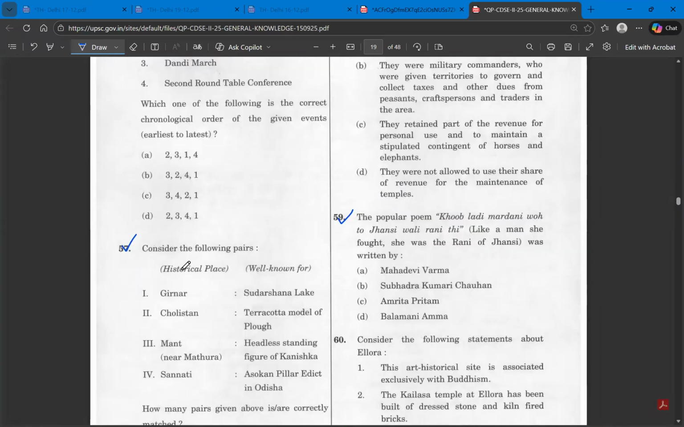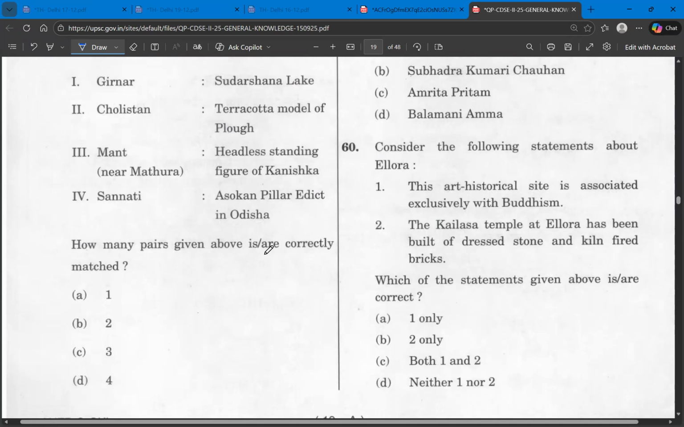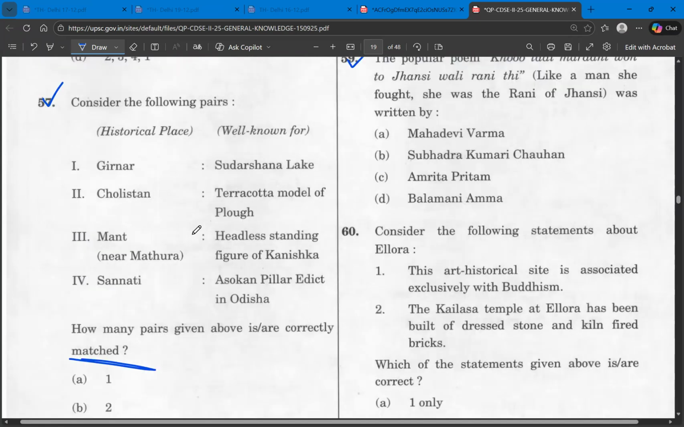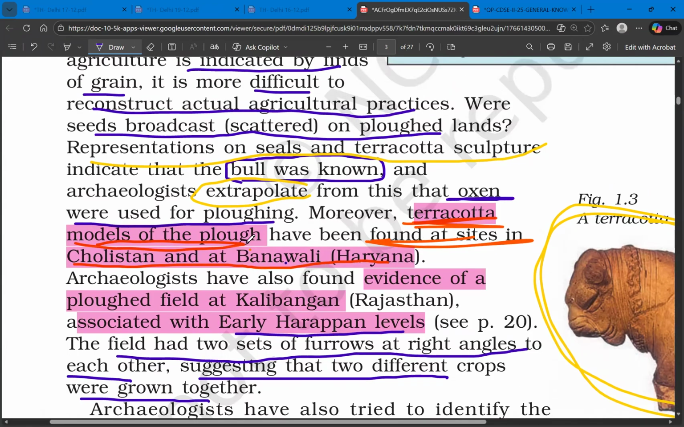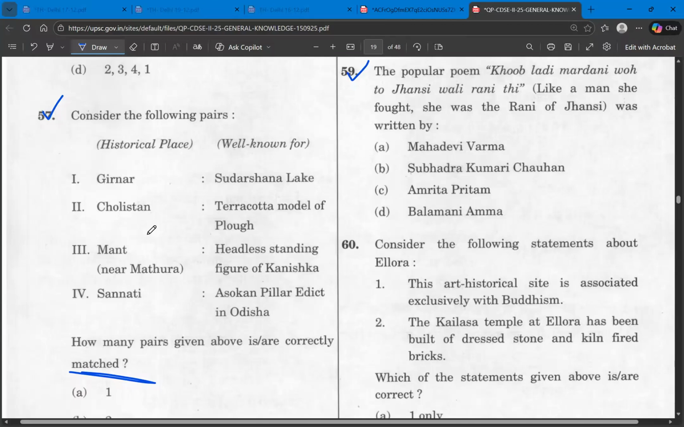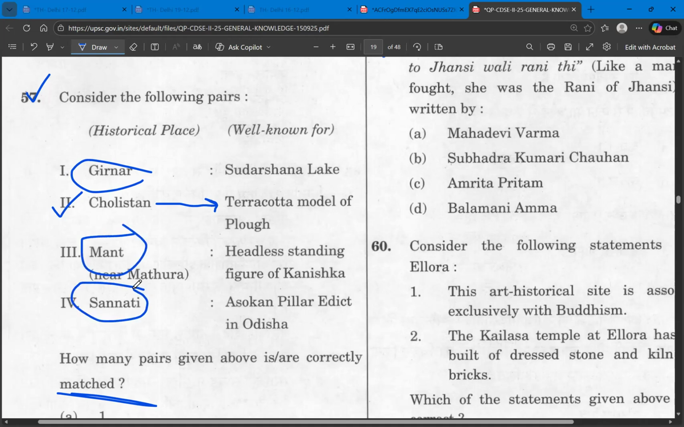Let's also try to answer one more question. In this match the following question, we have Cholistan, the terracotta model of plow. We need to find how many pairs given are correctly matched. For that, I think we have covered this too. Moreover, terracotta models of the plow have been found at sites in Cholistan and at Banawali. So this is the same thing that is mentioned here. Cholistan is well known for terracotta model of plow. I am sure that we can answer the first one, and Girnar, Manda and Sanauli also, as we move further in the themes in Indian history.